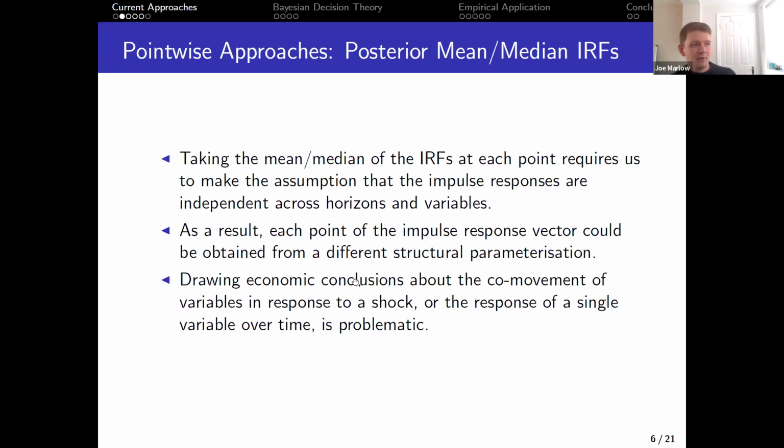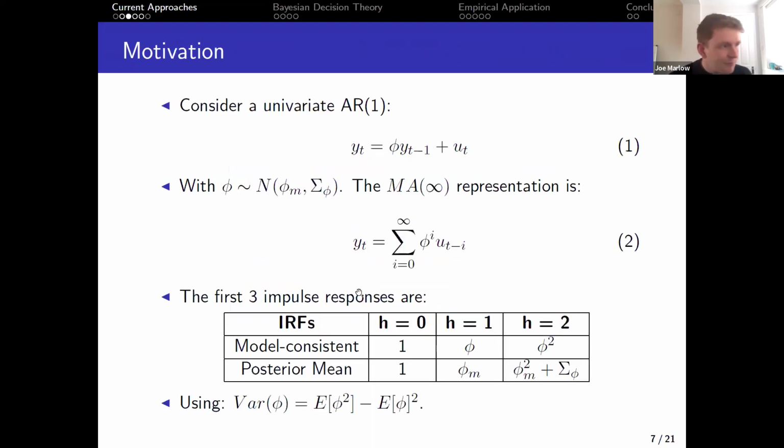So drawing economic conclusions based on that central tendency becomes problematic, because it's not certain how much of it is driven by the model equations. Let me give a very simple model, not in a DSGE setting, to hopefully make that point clearer. Take a simple univariate AR1 process, equation 1. I'm going to assume that phi is normally distributed with mean phi m and variance sigma phi. For each draw from our posterior distribution for phi, we then simulate the full path of the impulse responses, which is given by the first row of this table.